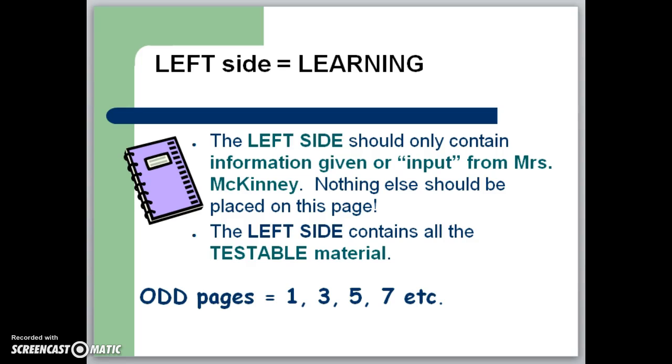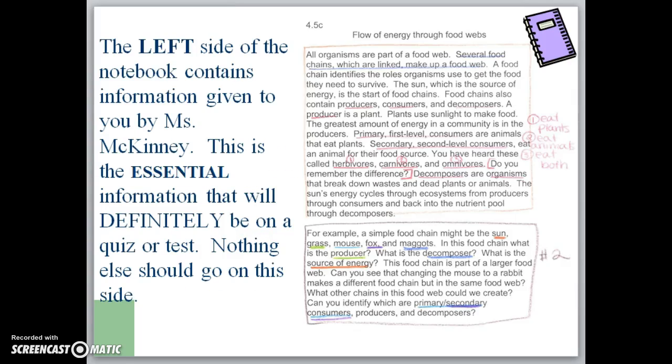So the left side will only contain things that are given to you by myself or another teacher. Nothing else should be placed on this page. The left side's always going to tell you what things are going to show up on your quizzes and your tests. The left side should always be odd numbers. So if you look at this example, here's an article given by the teacher. We went through and we picked out important parts. So then the student could then pick out those certain parts later when they were trying to reflect and review.